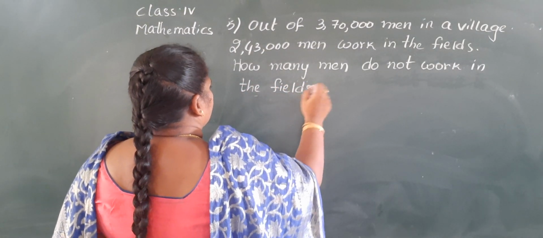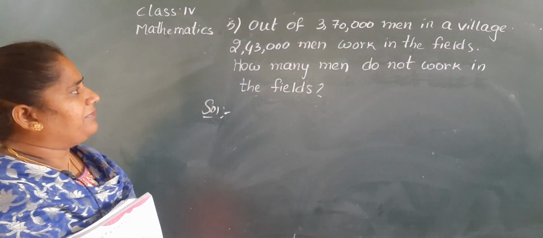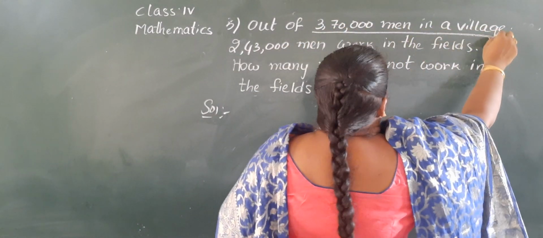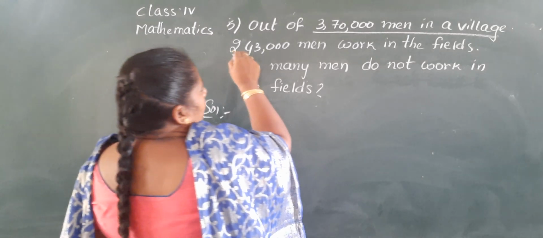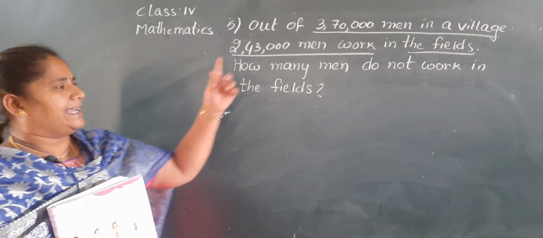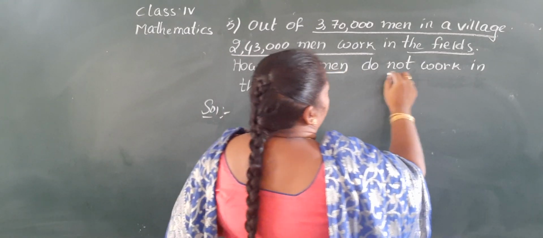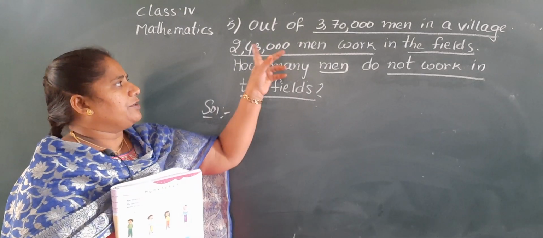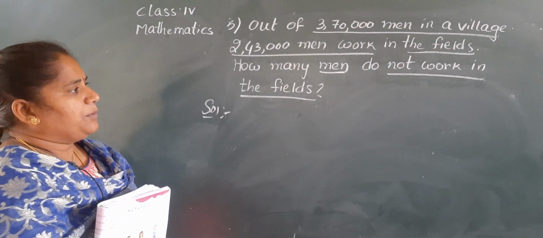This is the problem. So what is the total number of men in the village? Yes, 3,70,000 men in the village. So out of these, 2,43,000 men work in the fields. So number of men who work in the fields equal to 2,43,000. Now we have to find the number of men who do not work in the fields. If you subtract this number from the total, then we will get the remaining number of men who do not work in the fields.